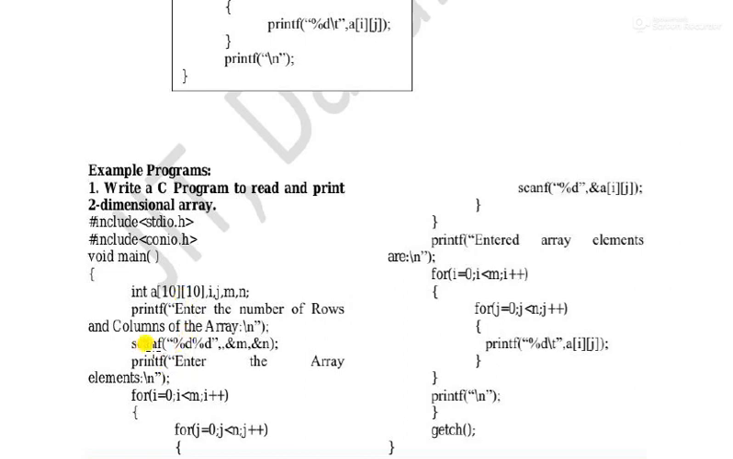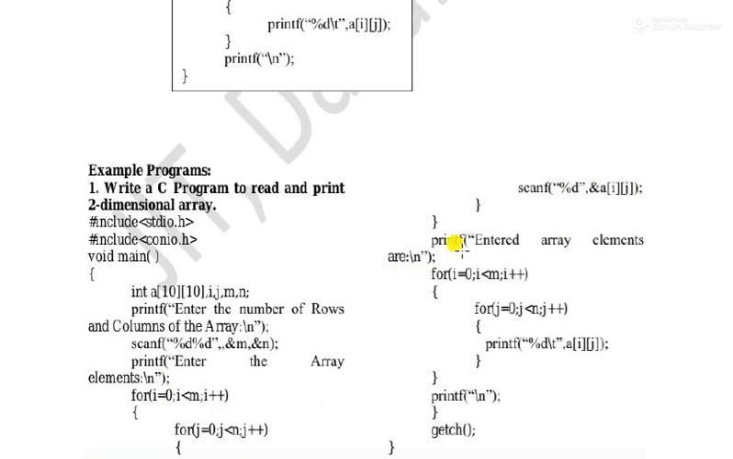Scanf %d %d, ampersand n and m. These are the number of rows and number of columns. Enter the array elements. For entering array elements, we have to use a nested for loop. For i is equal to 0, i less than m, i plus plus. For j is equal to 0, j less than n, j plus plus. Scanf %d and a[i][j]. Enter array elements, so whatever values you want, enter those array elements.